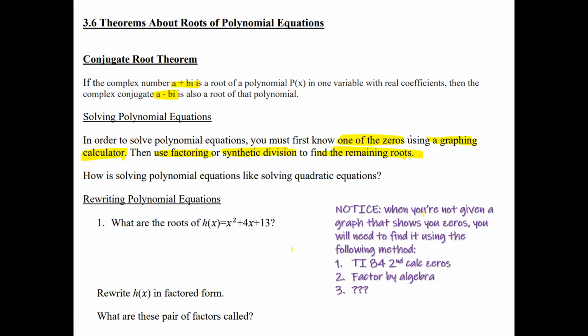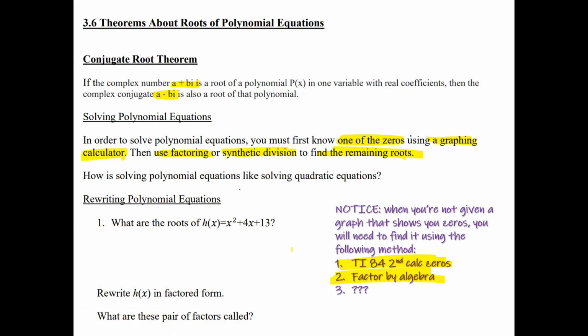Now, notice when you're not given a graph like I did yesterday, because yesterday you had a graph so you could just see the zeros right there, you will need to find them using the following methods: either a TI-84, which is calculating the zeros, or factoring by algebra. Well, let's see if we can factor by algebra beforehand.